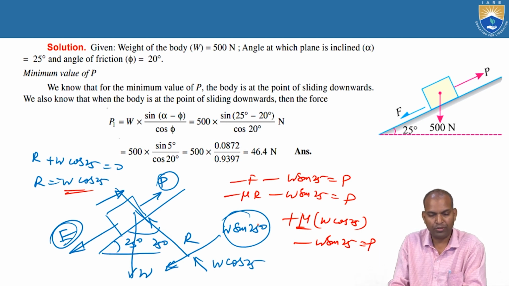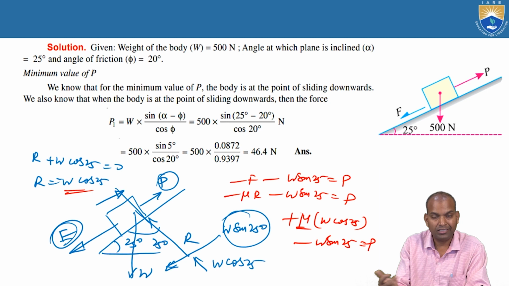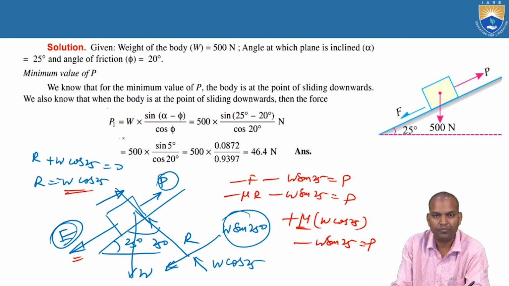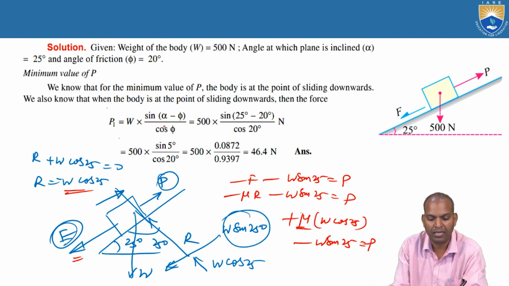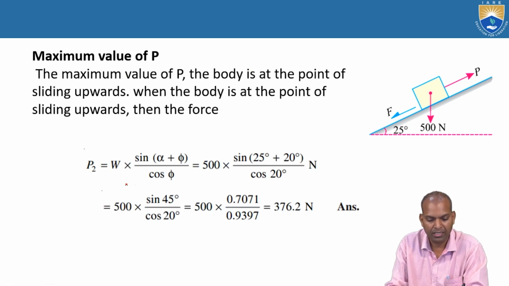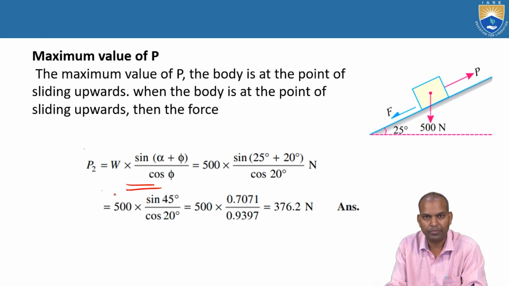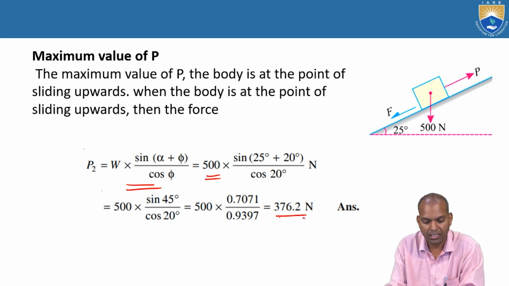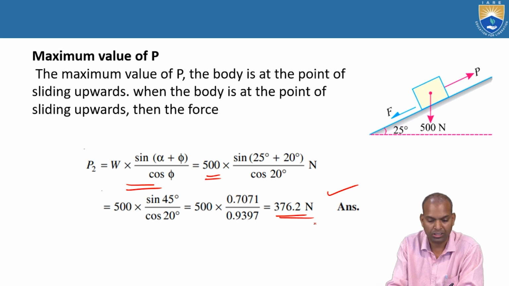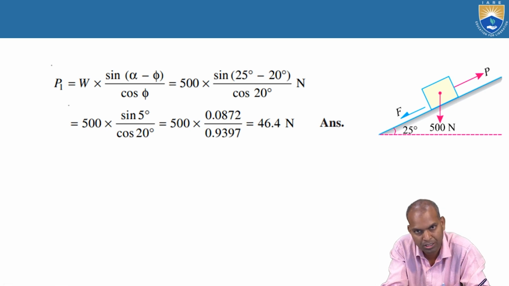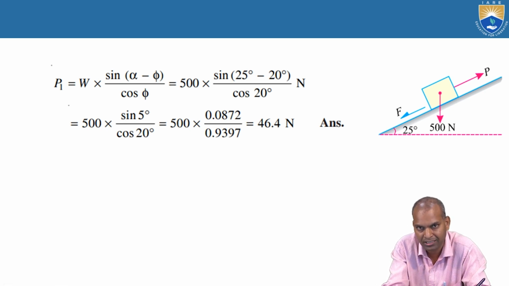This is one method. Now we are going to discuss another method also, but we already derived the expression for this case. P2, the maximum value of P, equals W times sin(alpha plus phi) by cos phi. That is 500 times sin(25 plus 20 degrees) by cos 20 degrees, which is 376.2 newtons. We already derived the expression and substituted into it to get the answer.